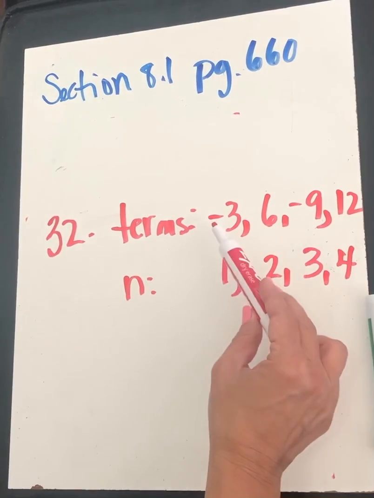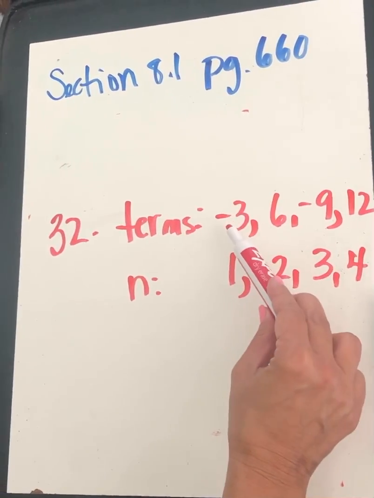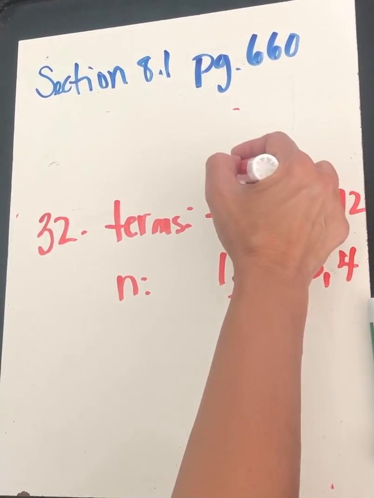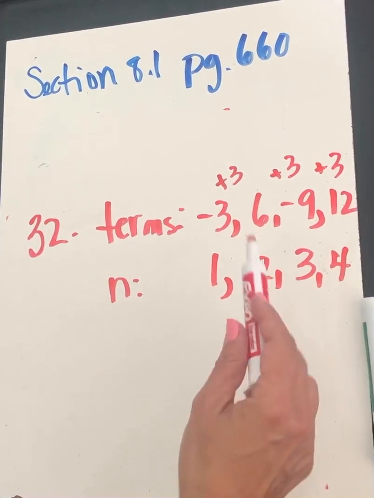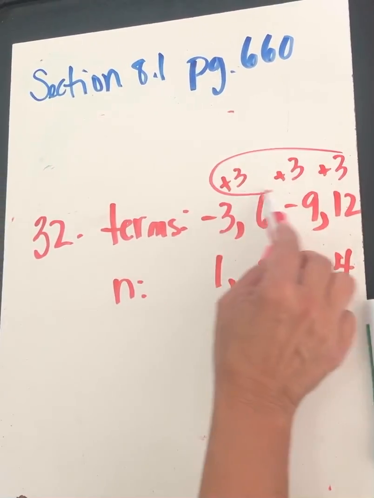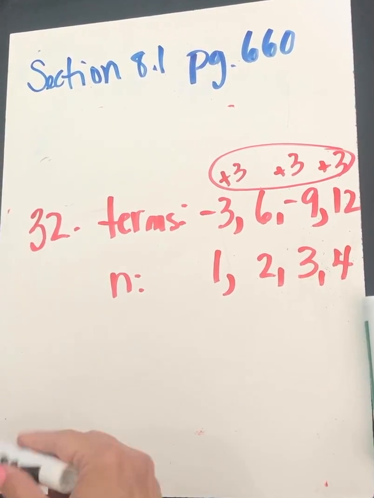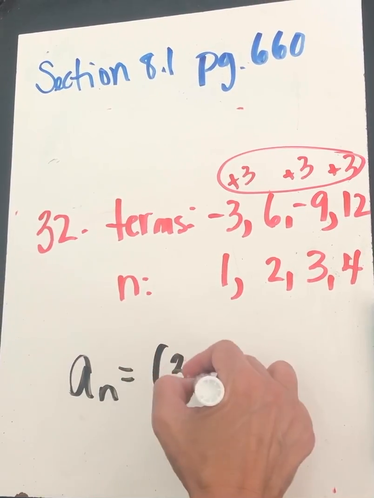So first off, kind of ignoring the negative signs here for a moment, look to see what the values are increasing by. So from 3 to 6, it goes up by 3, up by 3, up by 3, if we ignore the negative signs for just a moment. So this is what's going to be multiplied by n. So for your explicit formula, a subscript n equals 3 times n.